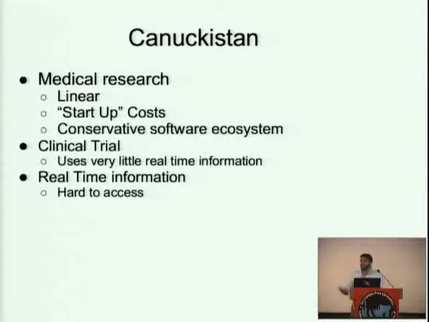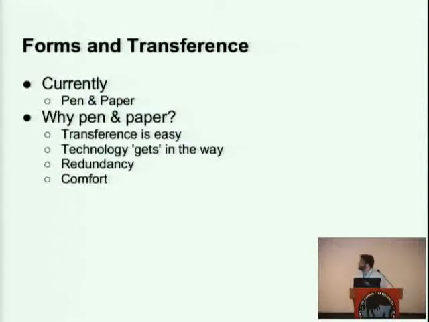So me and my partner started looking into why it is hard to get real-time information coming out of the front end. First of all, it's hard to access. And it has something to do with forms and transference. And what I mean by transference is getting data from one person to another person. In Canada right now, even in the U.S., in some states, everything's pen and paper, even though there's an electronic system on the side.